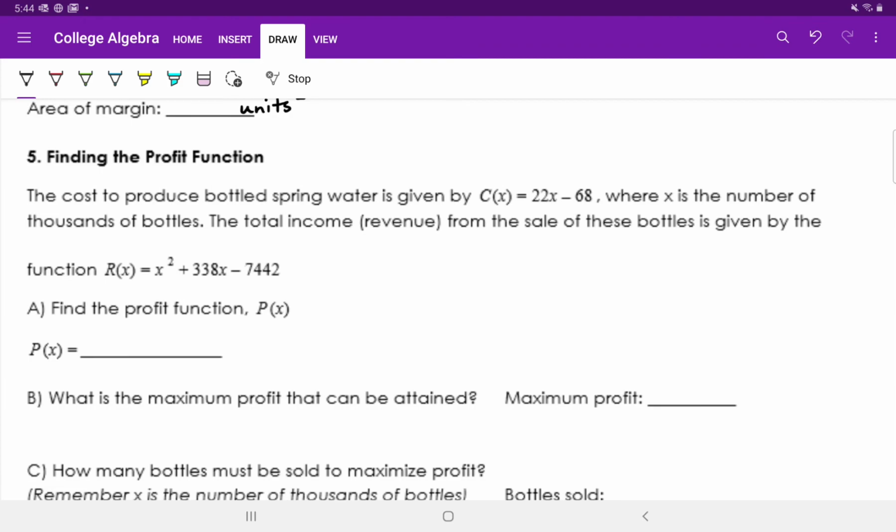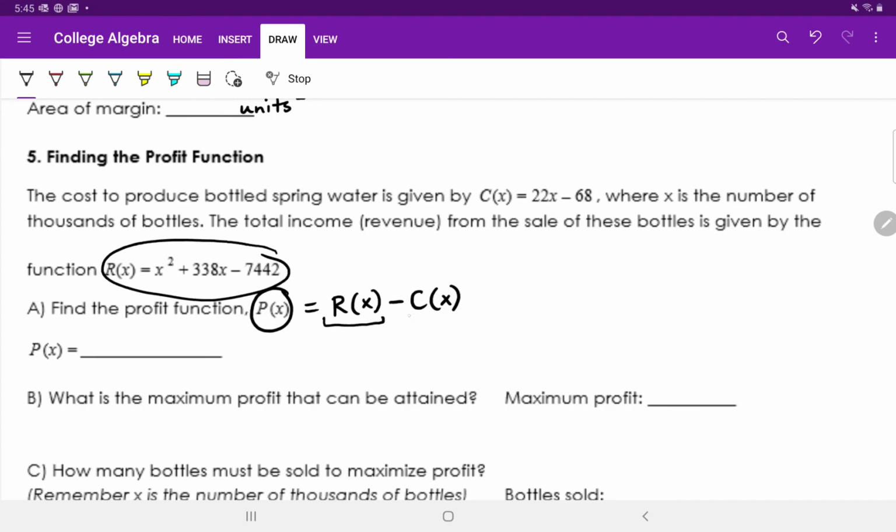Part 5 is another pseudo word problem, and this one requires you to remember a formula. So they're asking you for profit, P of x, and the profit is equal to the revenue minus the cost. That is a formula I've asked you to memorize, but since you have your notes available to you while you're taking this quiz, I see no issue with actually just reminding you of the formula right now. So here for revenue, you're going to plug in this formula or this function. And here for cost, you're going to plug in this function.